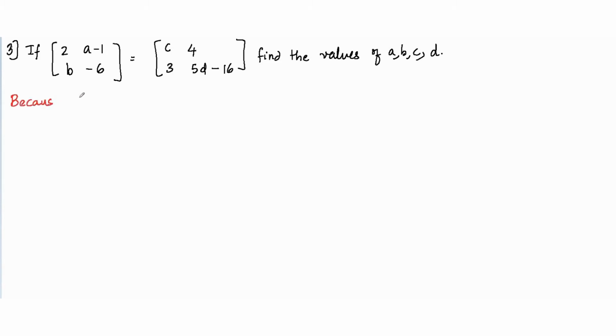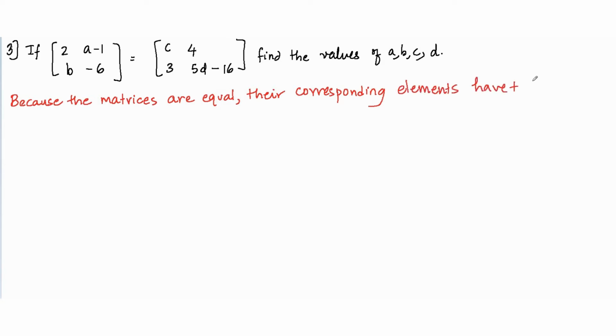Because the matrices are equal, their corresponding elements have to be equal, right? This was the definition of equality of matrices. Therefore, the first row first column element, which is 2, is equal to the first row first column element, which is c. So I got the value of c.